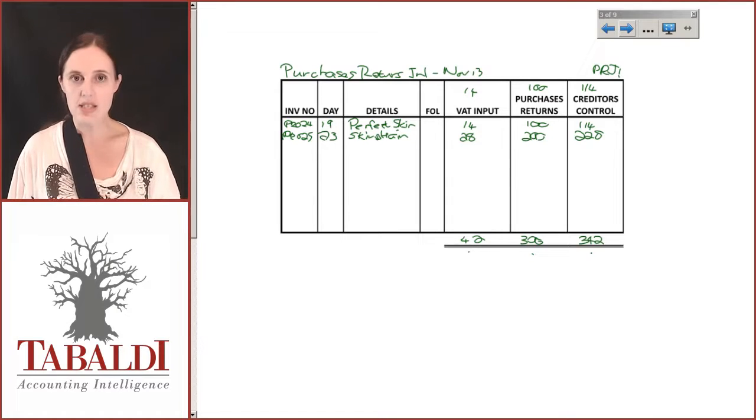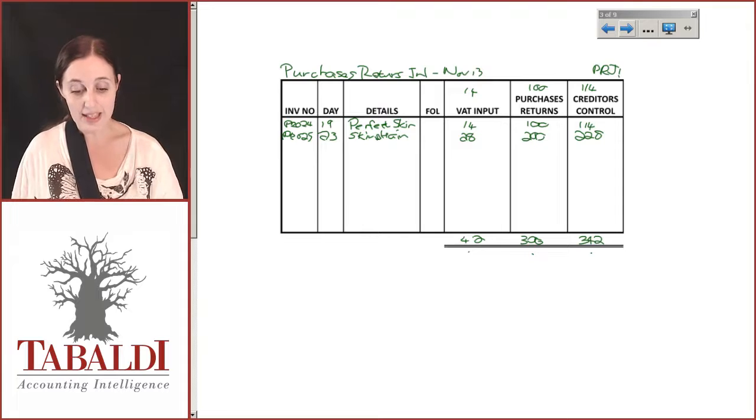Again, watch the details, watch the numbers, watch your VAT calculations, and then let's go and actually post this journal and these journals to our ledger, to our general ledger.